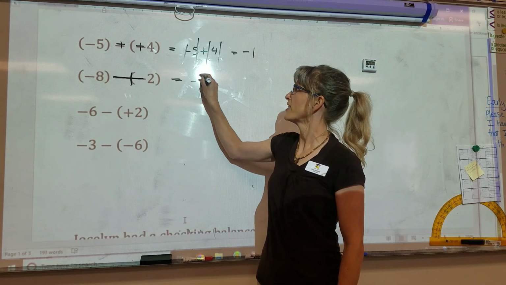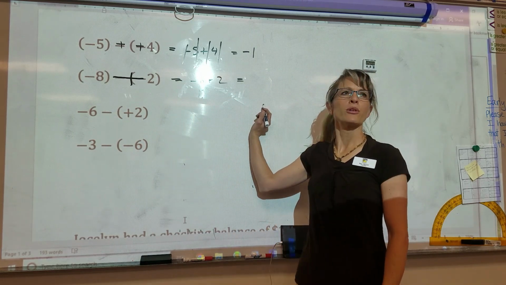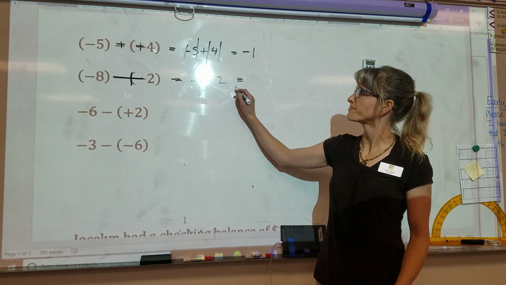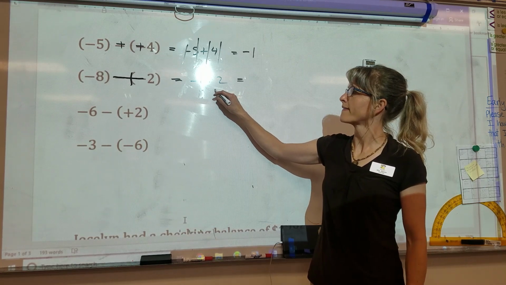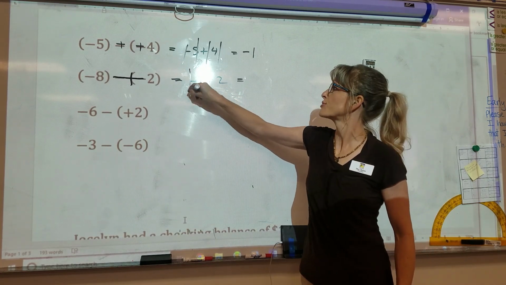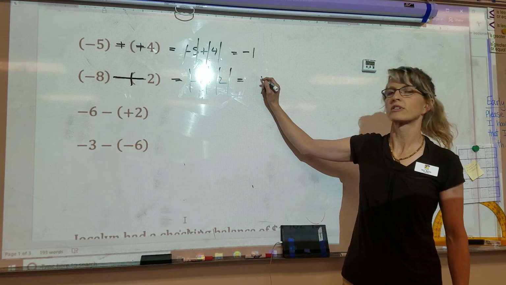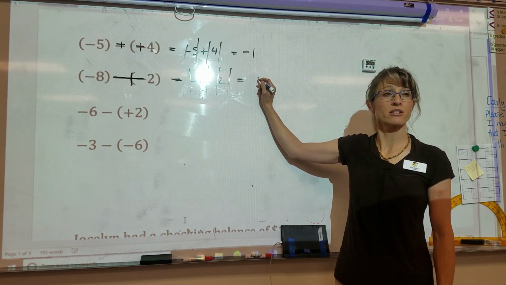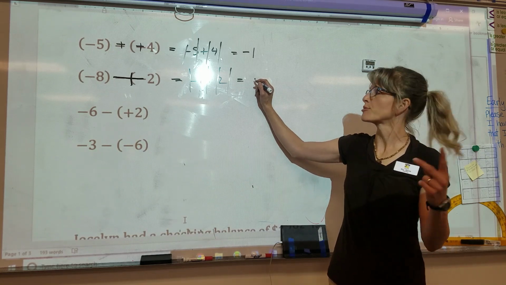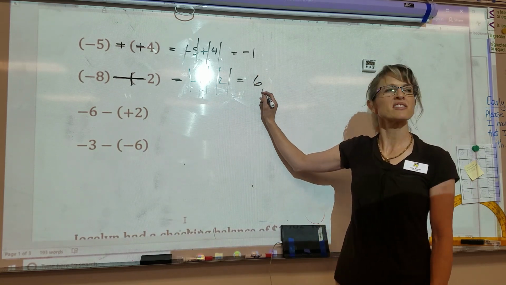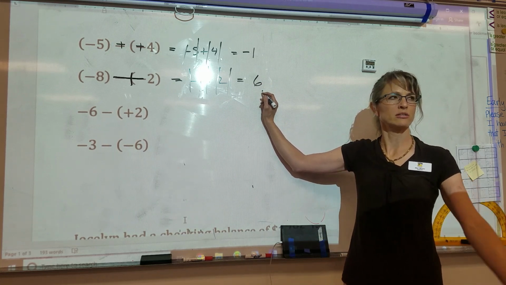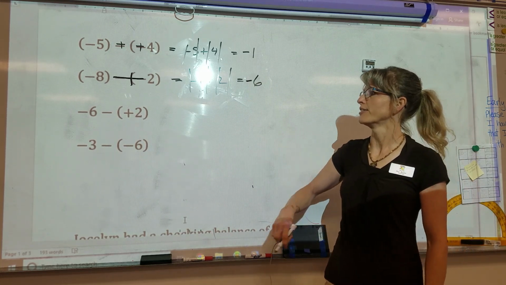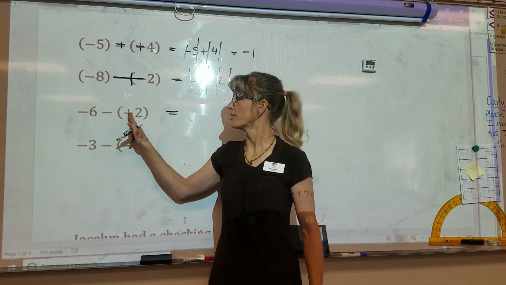Okay, then I got -8 plus 2. What do I do next? Lexi? Is that the absolute value signs? And then the signs are different. Do I add or subtract? Subtract. 8 minus 2 is 6. What is the sign of my number, Michelle? Negative. Very good.